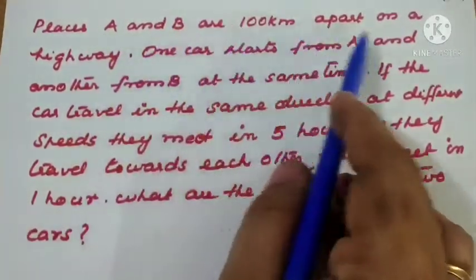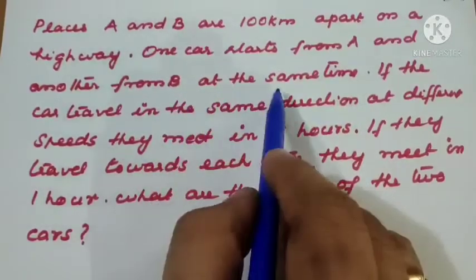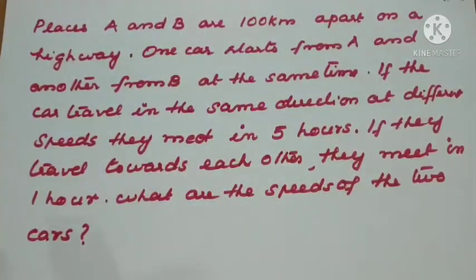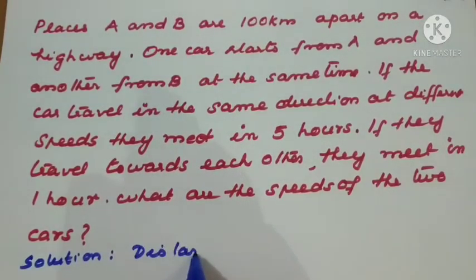Places A and B are 100 km apart. One car starts from A and one from B at the same time. That means this type of question also has two cases. So we will write here the distance between A and B equal to 100 km.